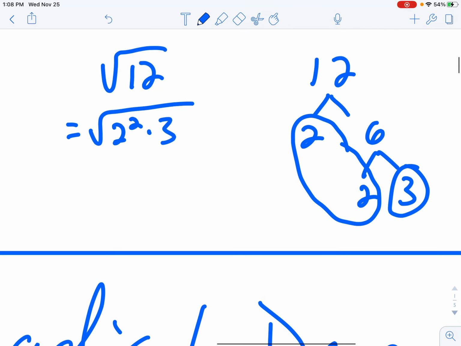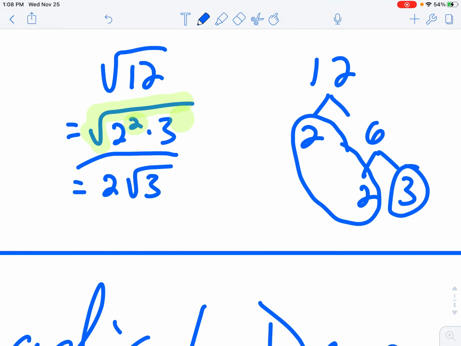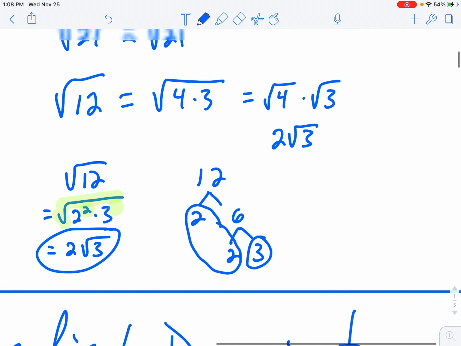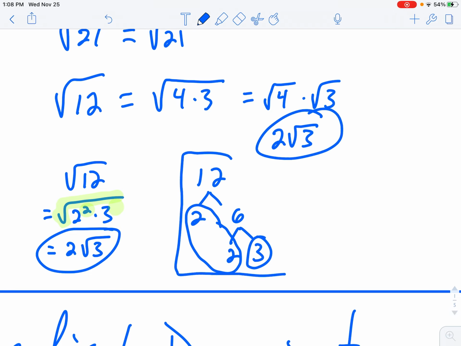And then you say, okay, what does a square root do to a square? And the answer is they cancel each other out. Well, if the square root cancels out that square, that means you can simplify out a 2. On the other hand, this 3 does not have a square, so that's going to remain under the square root bar, or a radical, as it's sometimes called. And so you end up with this answer, which of course is the same as the answer we got up here.